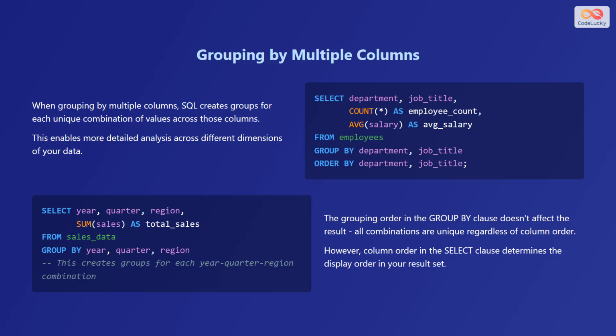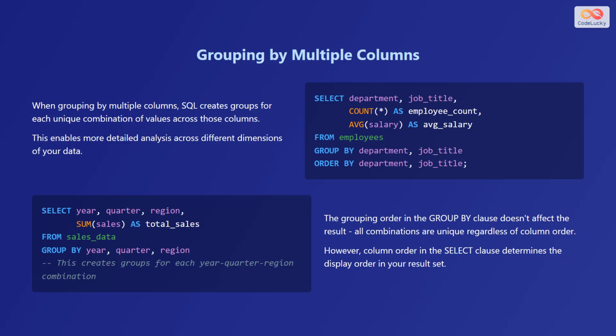Here's an example. The first query selects the department and job title, then counts the number of employees and calculates the average salary for each group. This data is taken from the employees table, and the results are grouped by both department and job title, and then ordered by department and job title.